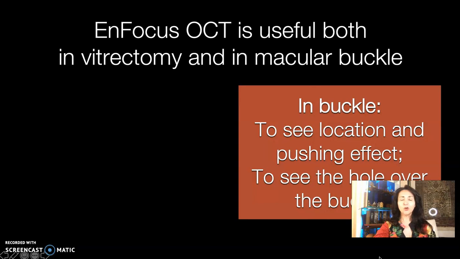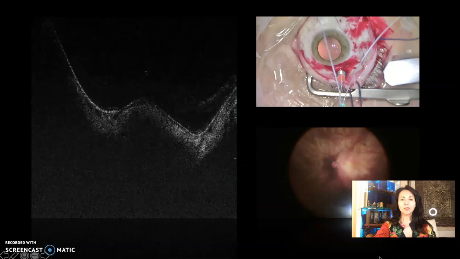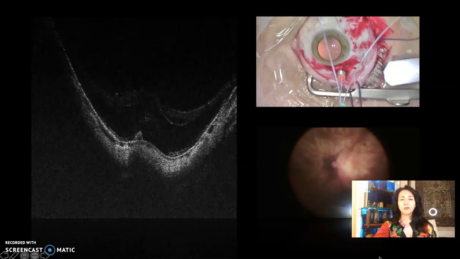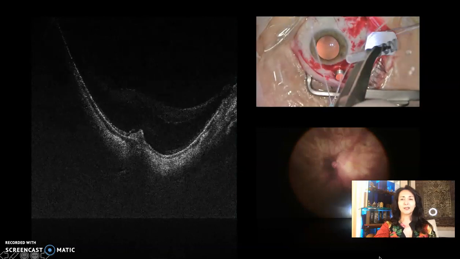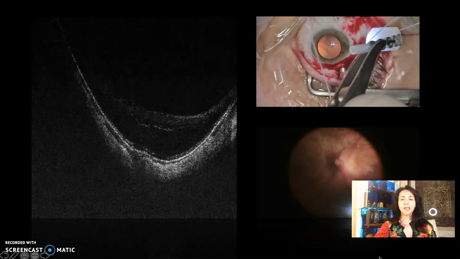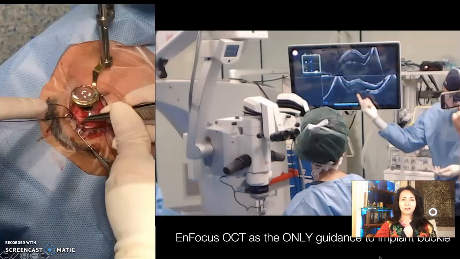You also see the hole over the buckle. In this case, look at the intraoperative OCT view. It is very informative and you know exactly what you are doing while inserting the macular buckle. And again, here you see that the hole is closed and is on top of the macular buckle, while on the left you could have many uncertainties on what you're looking, especially through air.